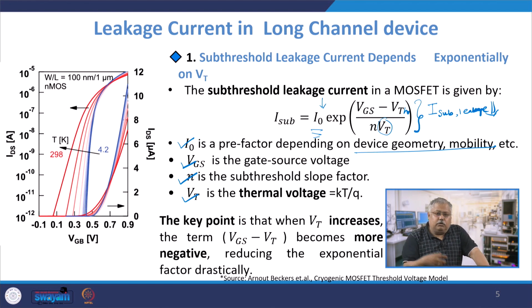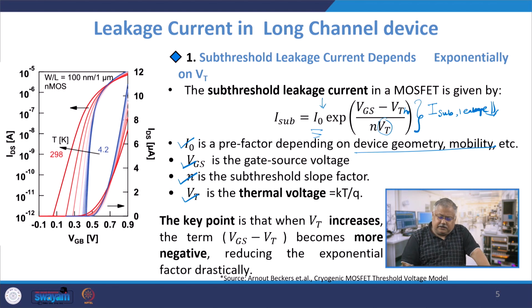Now you need to look into another important aspect: I naught also consists of the terms of device geometry and mobility. If you remember our previous discussion, we had seen that the current is a direct function of mobility, and mobility is also a direct function of temperature. So the subthreshold current will be a function not only of the overdrive, VGS minus VTH, but it will also depend upon the mobility of the charge carriers. We will come to that as we move along.